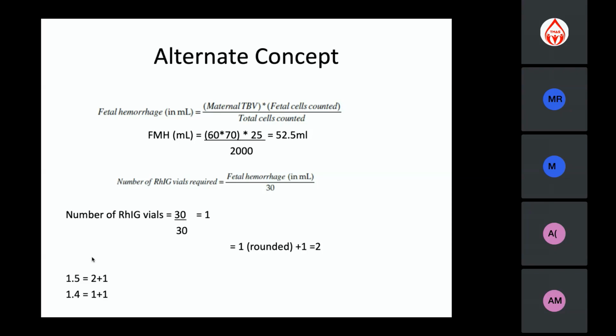If the decimal is less than 0.5, for example 1.4, we have to round to the previous digit, that is 1, and add 1 to it. So that is 2 vials required for immunoglobulin administration. This is with respect to the fetal-maternal hemorrhage as well as immunoglobulin administration.